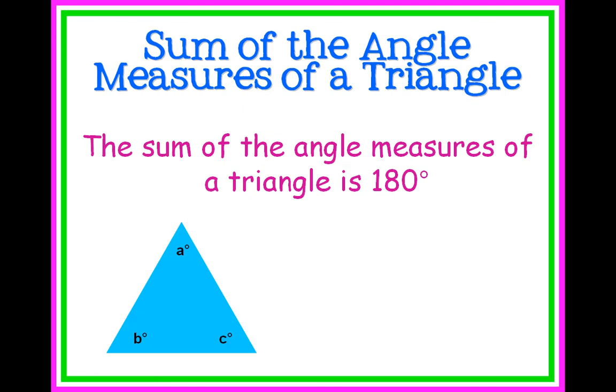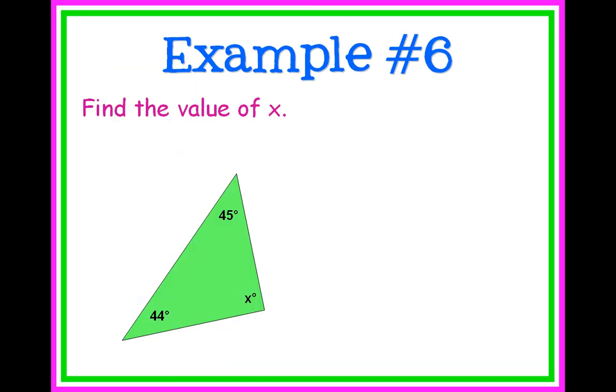Something you need to know about triangles. The sum, that means if you add them all together, of the angle measures of a triangle is 180 degrees. So in this case, A degrees plus B degrees plus C degrees will equal 180. If everything equals 180 inside of a triangle, in example number 6, we are going to find the value of x. So if we add 44 plus 45 plus x, we will be able to get 180. Now we have an equation, so let's solve.